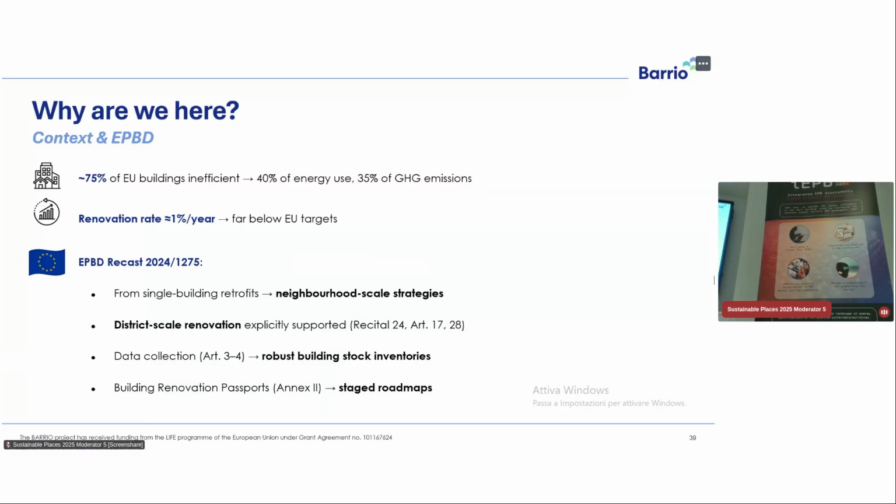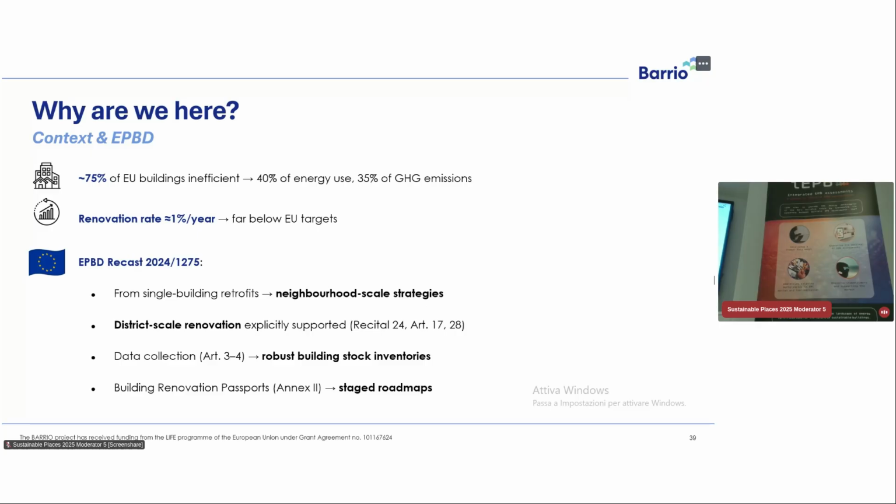Why are we here today? Well, because our context requires a strong change of course. From our data, from reports available on the internet, from you, we can see that over 75% of the building stock is not energy efficient, and about 40% of the energy used comes from buildings, as well as over 35% of GHG emissions. In this framework, we can also see that the deep renovation rate is about 1% per year on average among all member states, and is far below the EU targets.